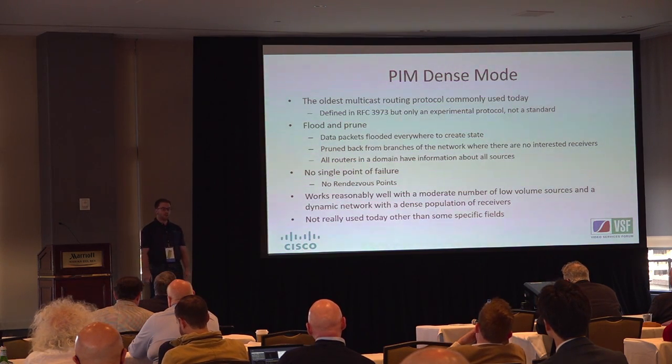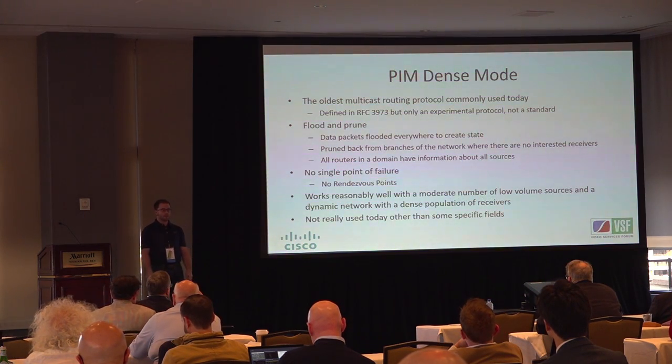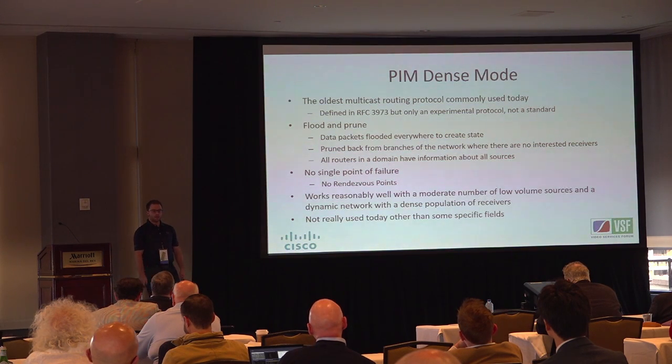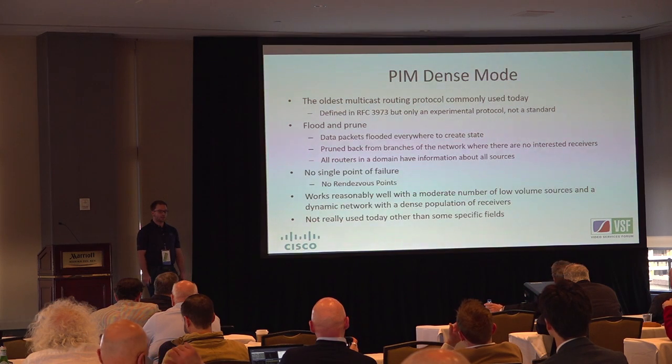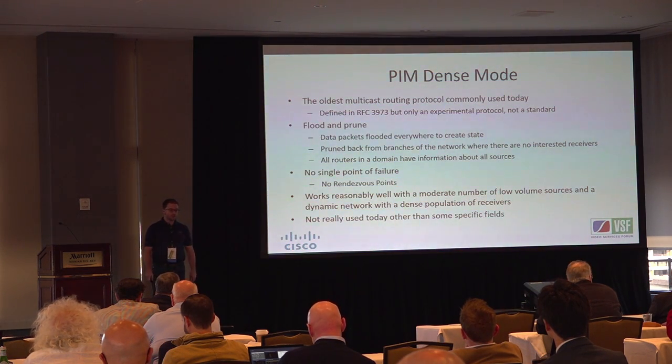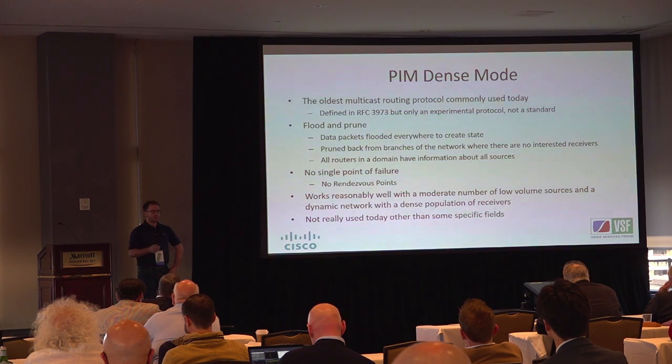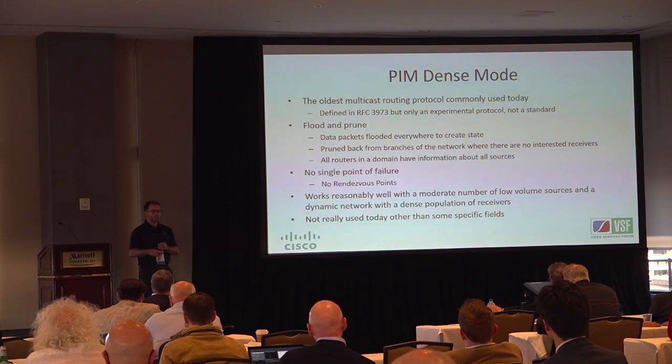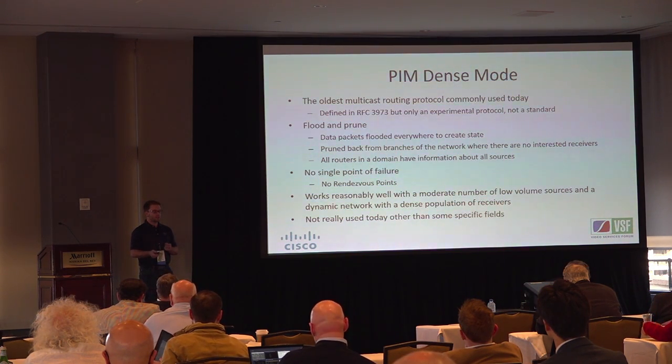So I hope you don't use PIM Dense Mode in your media deployments, but just in case you do, it's the oldest multicast routing protocol technically used today. It's RFC 3973. It was an experimental protocol, not a standard. So this is a flood and prune mechanism. Data packets are flooded everywhere to create multicast state throughout the network, and then pruned back from branches on the network where they're not interested in receivers.